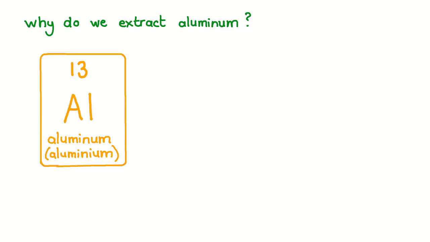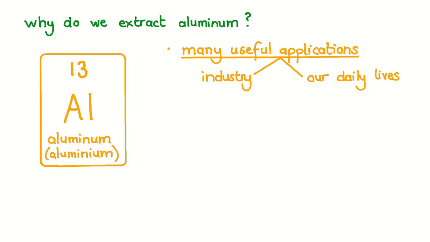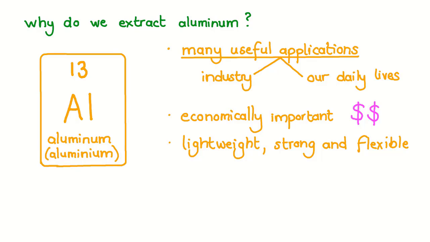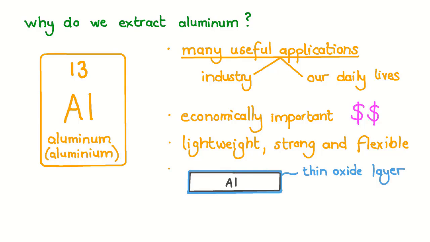Aluminum, also known as aluminium, has many useful applications, both in industry and our daily lives. And so it is an economically important metal. It is lightweight, strong, and flexible. And although an oxide layer forms on its surface after some time when aluminum is exposed to air, this protective layer keeps the metal strong and intact, and the metal underneath is prevented from corroding further.